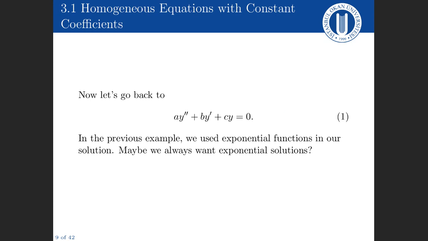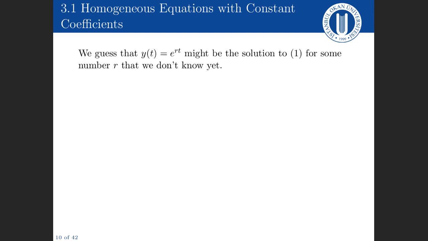Now let's go back to the general equation: ay double prime plus by prime plus cy is equal to 0, where a, b, and c are some numbers. In the previous example, we used exponential functions in our solution. So we can make a guess now. Maybe the solutions are always exponential solutions. That's a reasonable guess to make. Let's see what happens if we use exponential solutions.